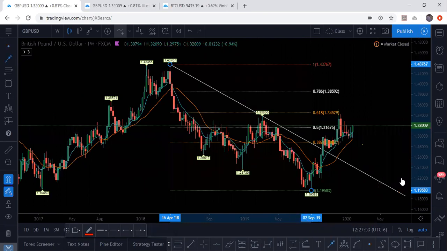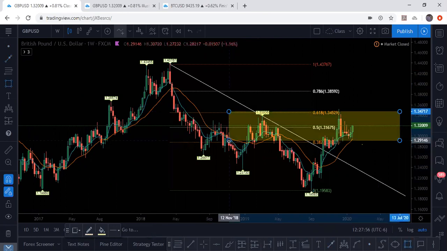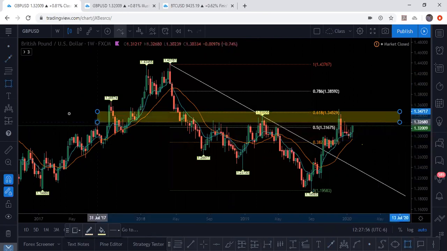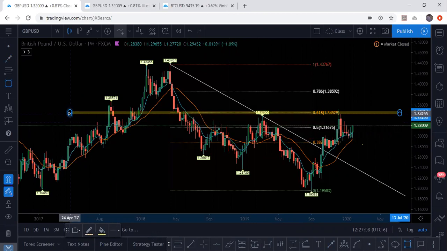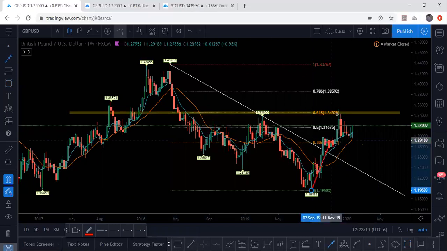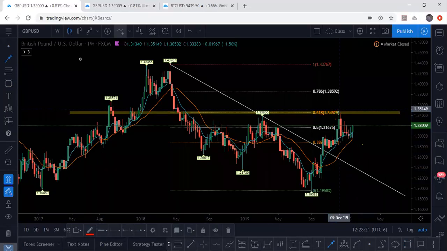Let me put that back. If all you did to mark GBP USD was draw my trend line, boom, and put my Fibonacci from here to here, you would have caught this entire up movement, all these up movements, without any other additional tool. And that's why this is so powerful. Okay, so that's on the weekly.